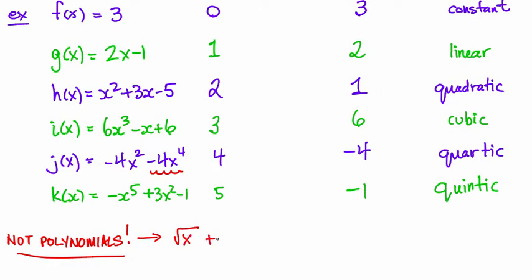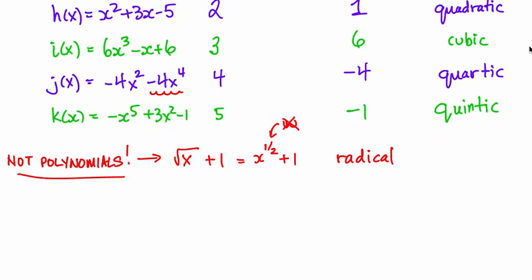Root x plus 1, because that's like x to the 1/2, and 1/2 is not a whole number, and this needs to be a whole number. This is known as a radical, and we'll be studying those a little bit later. Another example is 3 over x. That's because this can be written as 3x to the minus 1, and again, this isn't a whole number. This type of function is known as a rational function, and we'll be taking a look at those later in the course.